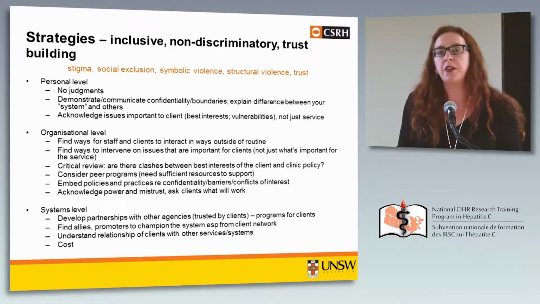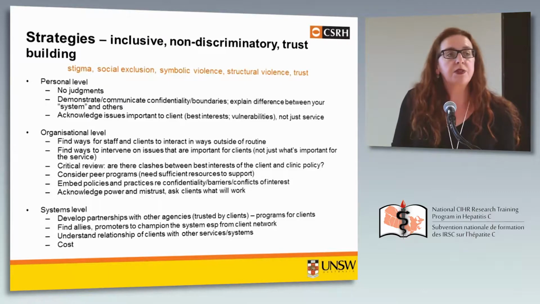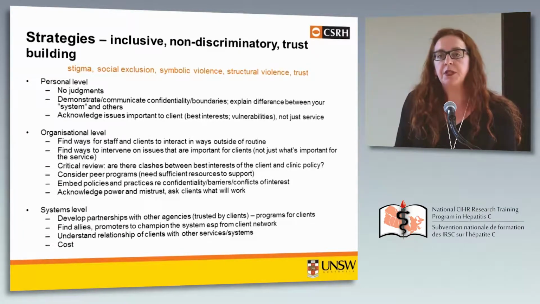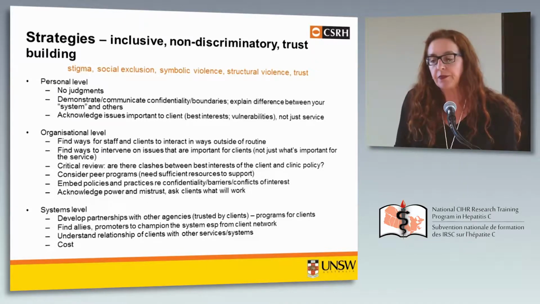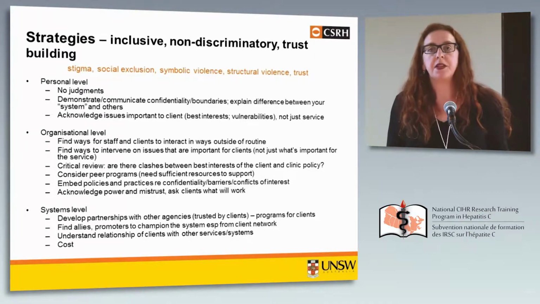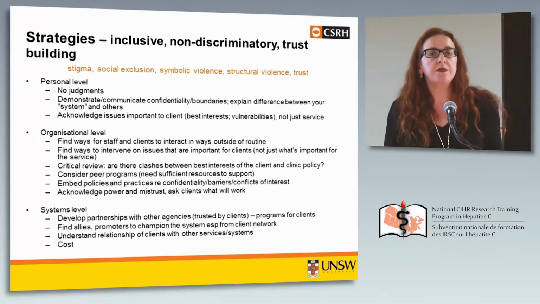At the systems level, developing partnerships with agencies that could do some work for your clients that your service may not be able to meet their best interests, to meet their needs. Find allies and promoters to champion your system and to explain its difference. Understand the relationship your clients have with other services that are important to yours. And of course, until today, I didn't realise how big an issue of a cost was for people with hepatitis C seeking treatment in this country. It's different in Australia, and seeking to minimise cost issues seems to be a bit of an important thing.